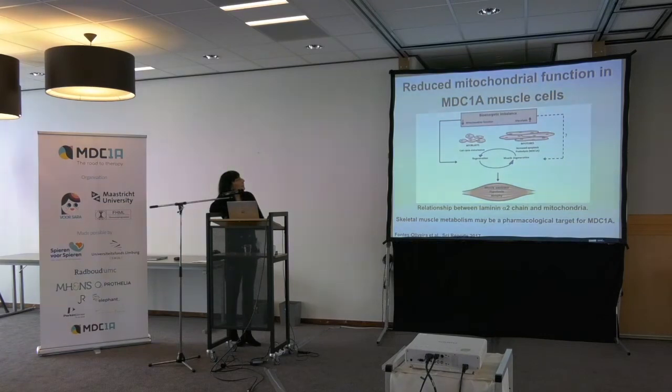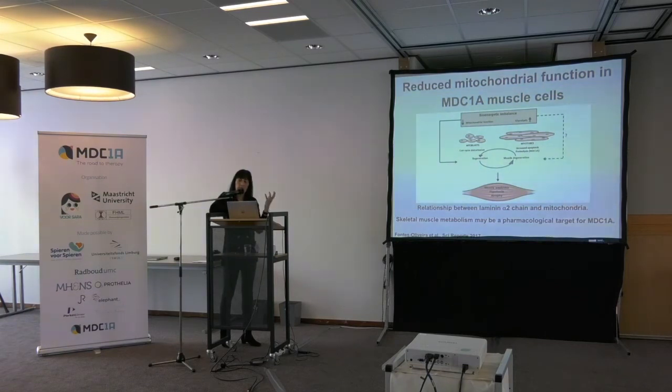And so lastly, another secondary disease driver is mitochondrial function. So we have shown, and I'm going to show this very quickly, that we think there are problems with the mitochondria in MDC1A. Mitochondria can be regarded as the energy-producing factories in the muscle cells. They are present in all muscle cells, but we find that mitochondria are somehow defective in MDC1A.